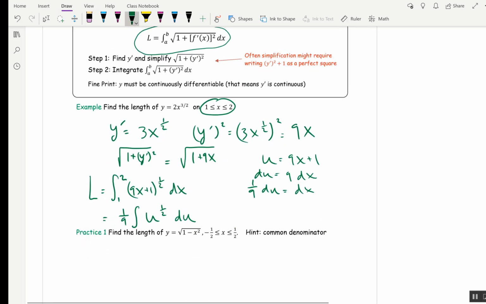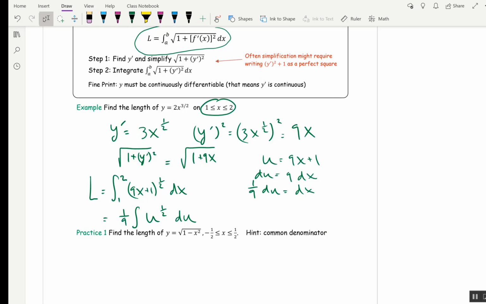And let's change those limits. Instead of 1 and 2, we'll put 1 in for x. Here's u. When I put 1 in for x, I get 10. And when I put 2 in for x, I get 19. So there's my new integral.